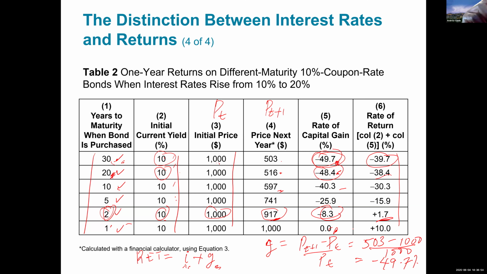And the person who bought a 1-year bond, their return is going to be equivalent to the guaranteed interest rate yield on this bond, because the rate of capital gain, g, is 0. So it's going to be 10%. That's why you see it. So that's what we're talking about.